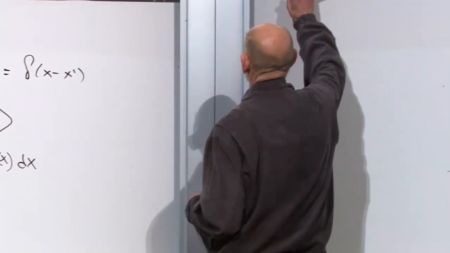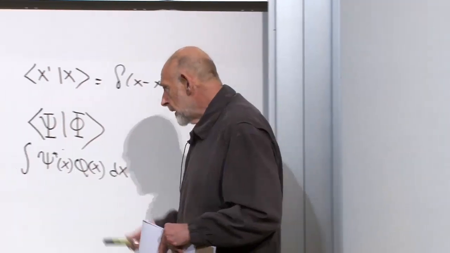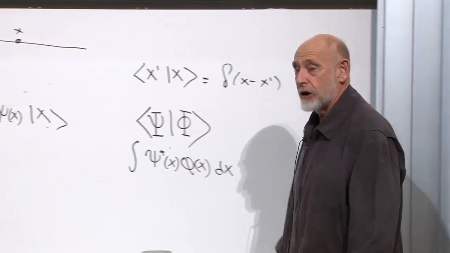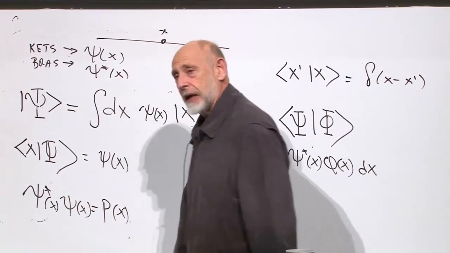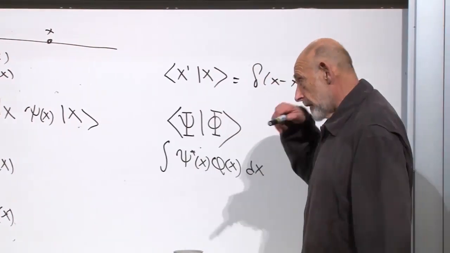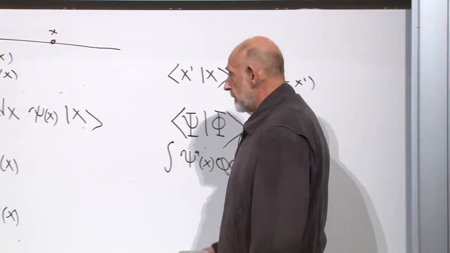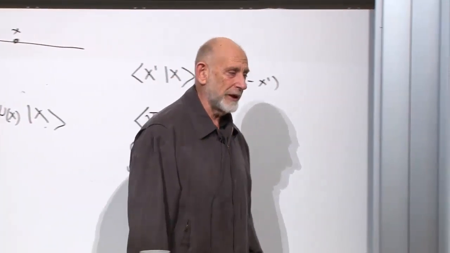Let's, one last thing. The probability density is psi star psi, not psi star phi, psi star psi. And if I integrate psi star psi with respect to x, that would be the inner product of psi with itself. And that should be equal to 1 on the basis that the total probability should be 1. In other words, nothing new again. Physical states should be normalized so that the integral of psi star psi is equal to 1.